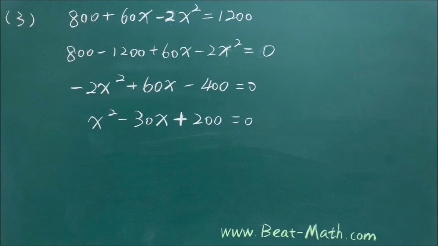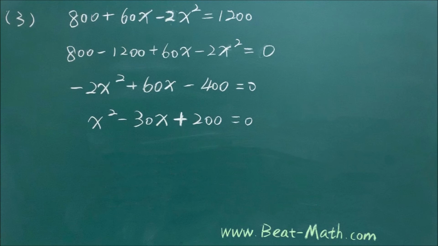The coefficient of x squared is 1, and the coefficient of x is an even number, so we can try completing the square by solving this equation. If you're not familiar with completing the square, check the link in the video's description to warm up.